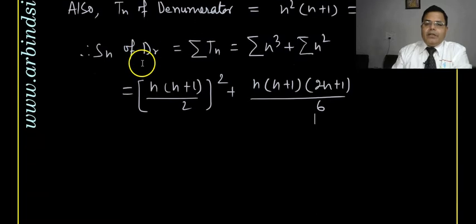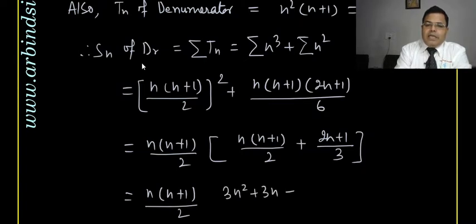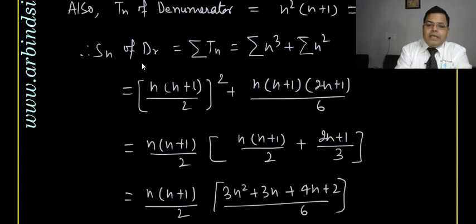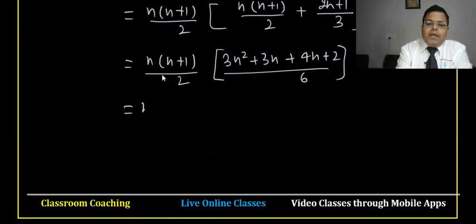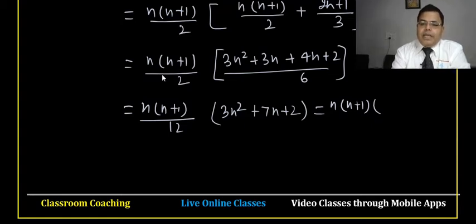Isn't it? So we can take here also n into (n plus 1) by 2 common. If I take n into (n plus 1) by 2 common, what will happen? n into (n plus 1) by 2 is left, one of them left because it was a square, and here (2n plus 1) by 3 will be left. So that will be n into (n plus 1) by 2 into 3n square plus 3n plus 4n plus 2 divided by 6, right? So that will be n into (n plus 1) by 12, 6 to the 12, into 3n square plus 7n plus 2. That can be written as n into (n plus 1), and 3n square plus 6n, so n plus 2 will be there, and 3n plus 1 will be there. Yes, so 3n plus 1 divided by 12.